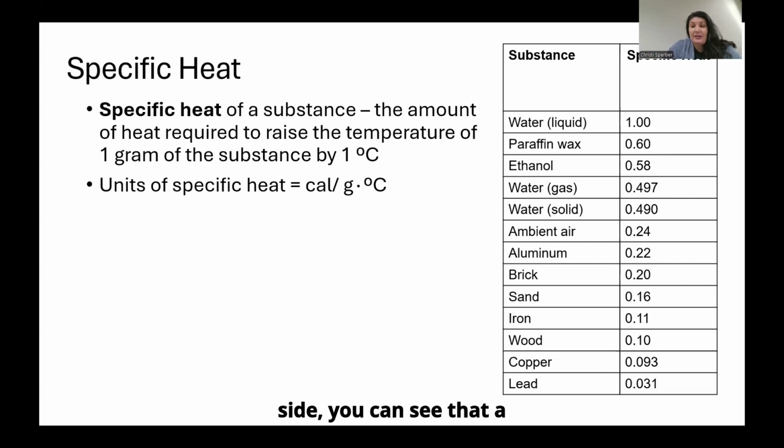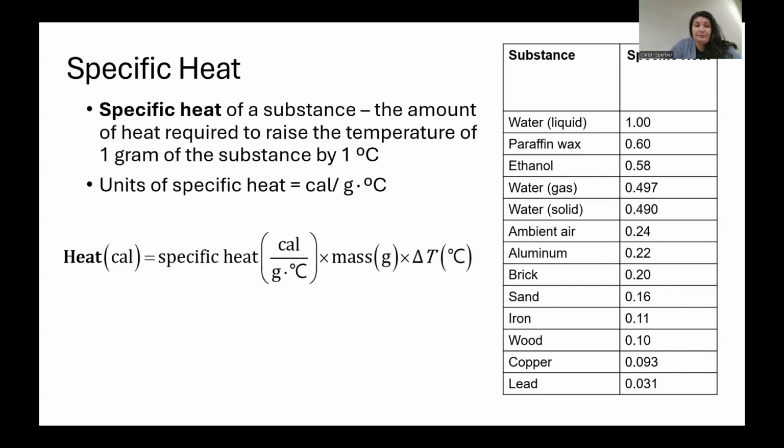And on the right-hand side, you can see a table of specific heat capacity, or specific heats, of different substances. Water, you can see, has a different specific heat for each phase it's in. So liquid water has a specific heat of 1. Gas water has a specific heat of 0.497, and solid water has a specific heat of 0.490. So specific heat is specific to each element and compound.